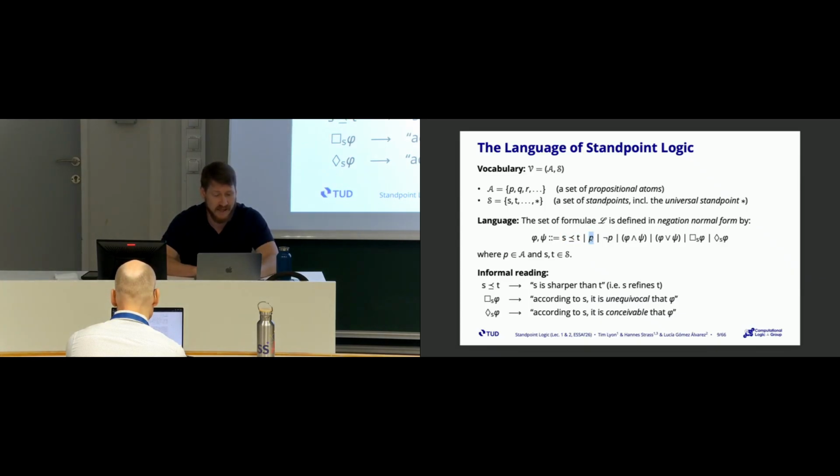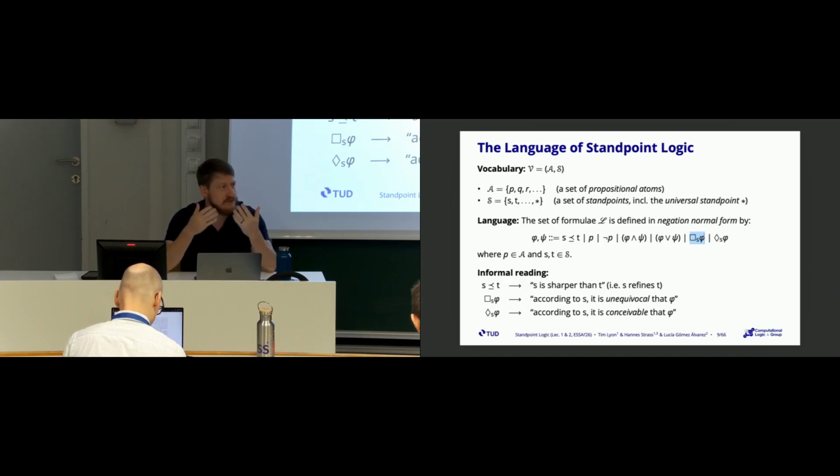We have propositional atoms in our language, which, as I said before, just represent some declarative statement. We have the negation of propositional atoms. So essentially they say that it's not the case that some proposition holds. We have conjunction in our language, which says that two pieces of information, phi and psi, hold jointly. We have disjunction, which says that phi or psi holds. And then we have our interesting standpoint modalities. So box S phi is interpreted as saying, from standpoint S, it is unequivocal that phi holds.